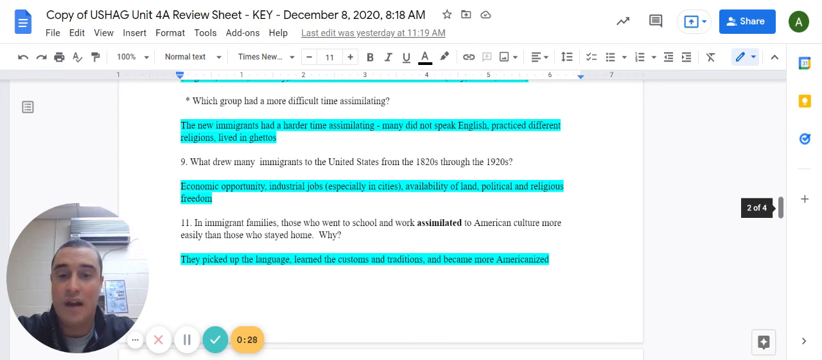Number nine, what drew a lot of these immigrants to the United States from the 1820s to the 1920s? There were a variety of factors, including economic opportunity, industrial jobs, especially in big cities, the availability of land, especially out west, and also the opportunity for political and religious freedom they didn't have in their home countries.